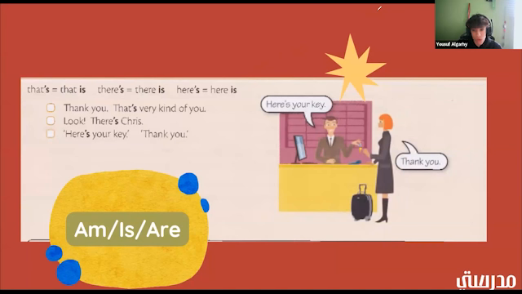So here we have a few examples with them. Thank you. That's very kind of you. So let me ask you, that's, if we separate that's, what two words is it? That is. Good. All right. Then number two, look, there's Chris. If we separate there's, what two words is it? There is. Good. And the last one, here's your key. Thank you. If we separate here's, what two words is it? Here is. Good, good. All right.